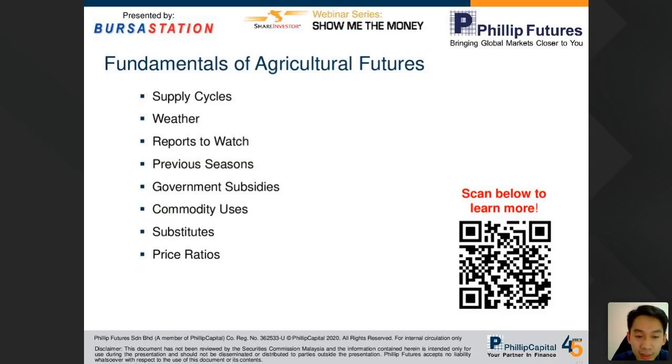Okay, next will be reports to watch. Reports to watch are mainly the official stock inventory reports released by the governing body of the underlying asset. For FCPO, it is mainly MPOB, the Malaysian Palm Oil Board. They will release a report every month on the stock balance, which we call the inventory of the crude palm oil. So how much was the ending stock?